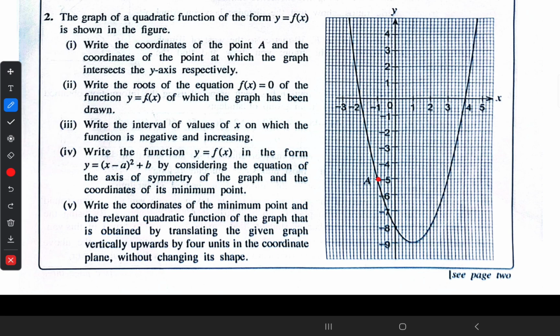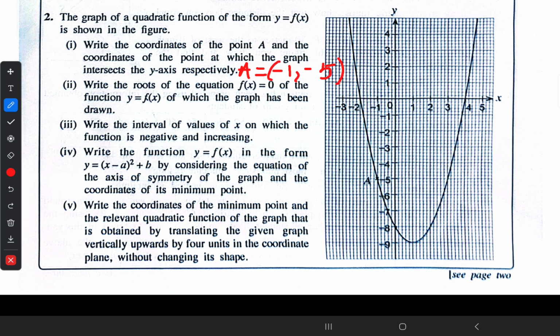The coordinates of point A would be -1 and -5. Very easy question. First one is a very easy question. Coordinates of A, that is (-1, -5) inside the brackets. You should write these coordinates.